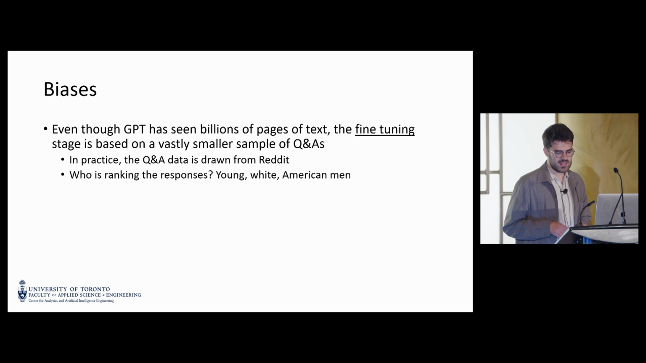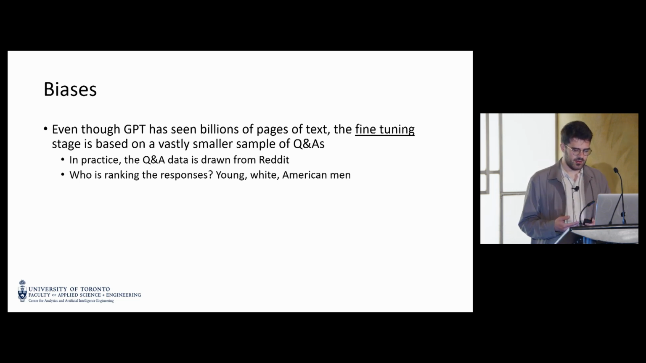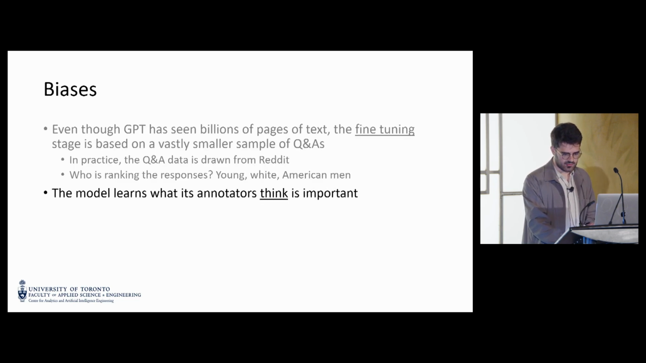The majority of those people were young white American men. Obviously, when you're ranking responses to a question, there's no objective best answer. It's down to the subjective opinion of these people. And so this is a stage where the biases of those people can come in and affect the model. In essence, the reward model is learning what its annotators think is important. There's an average rating that's derived from annotators' feedback, and that's used to generate a subjective sense of quality.